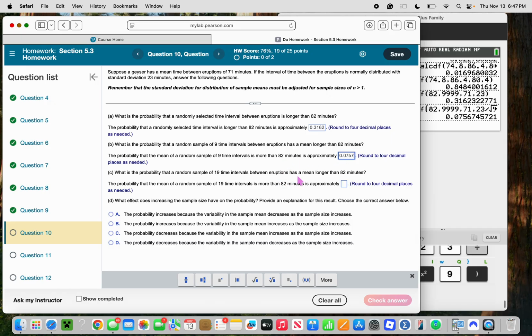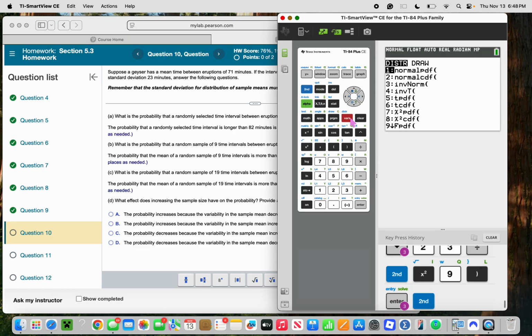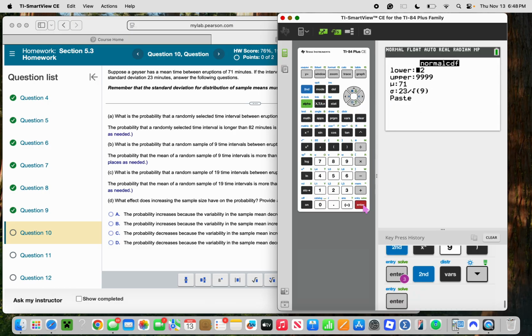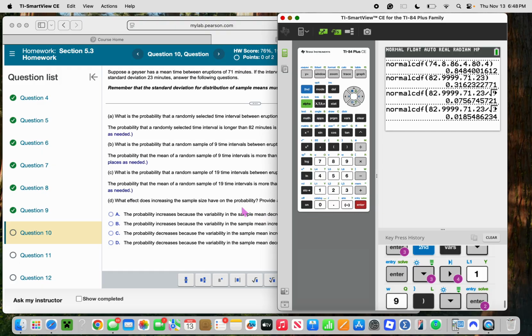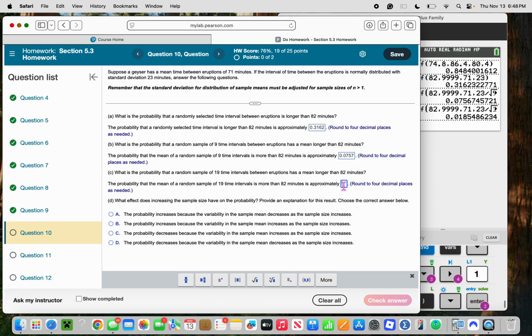What's the probability that a random sample of 19 time intervals has an average of more than that? So that affects our standard deviation. It's shrinking that standard deviation even more because we're increasing our sample size. So now we're down to 1.85% of samples of size 19 should have an average of more than 82 minutes. On average, it should be that.